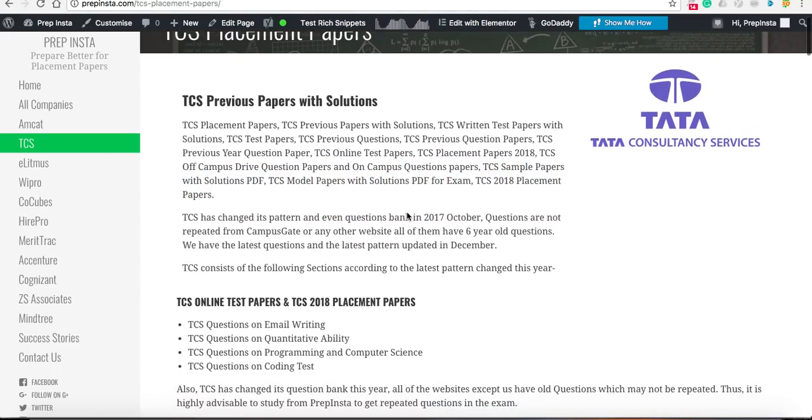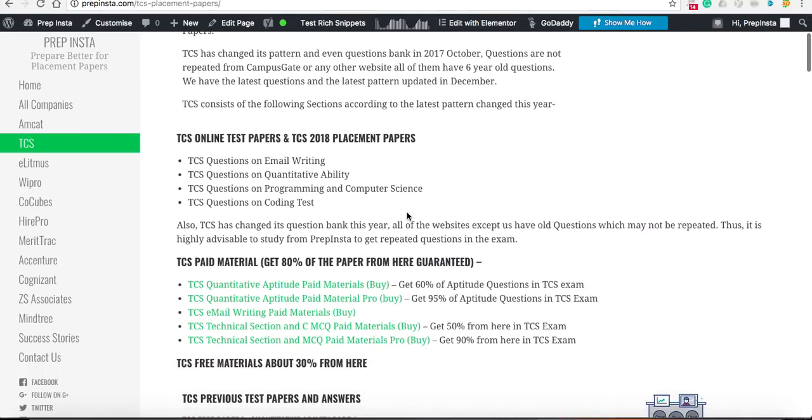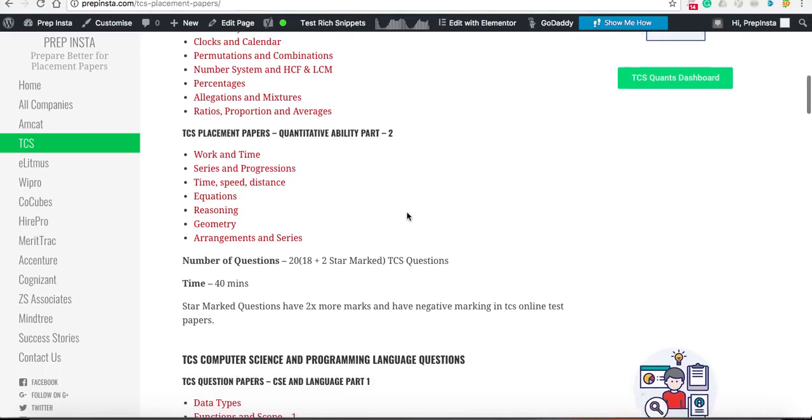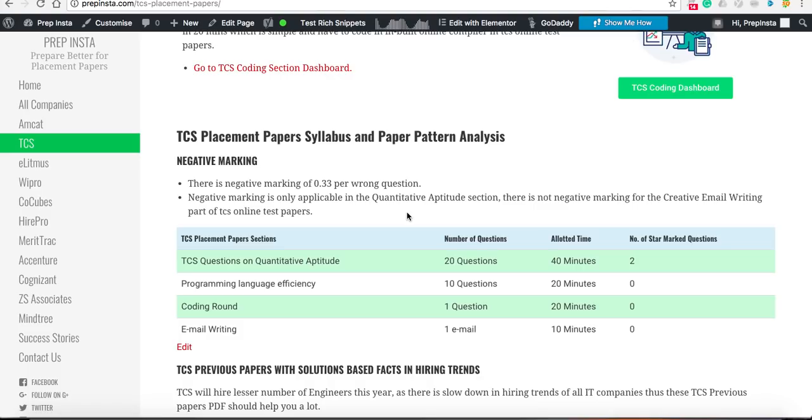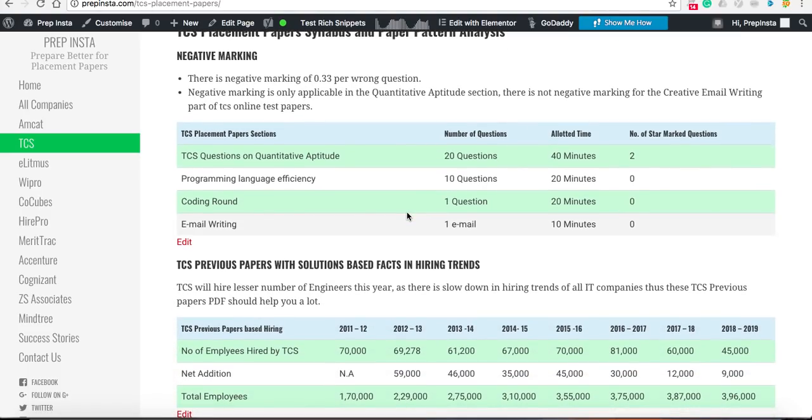You can check our website prepinsta.com for the newest paper and the newest pattern of the paper. Before going ahead with the basic pattern, I'd like to highlight one point: the questions from websites, very good websites like M for Maths and Campus Gate, are not repeated anymore. They have the same questions from the last 6 years, and TCS has just updated the complete pattern for 2018, and the questions have also changed, and there are new additions in the topics that they ask, right?